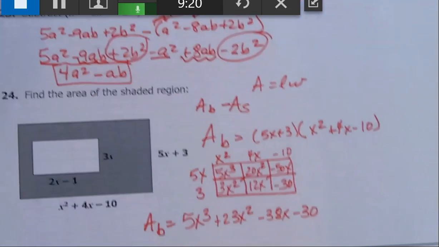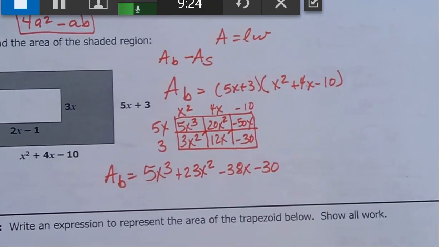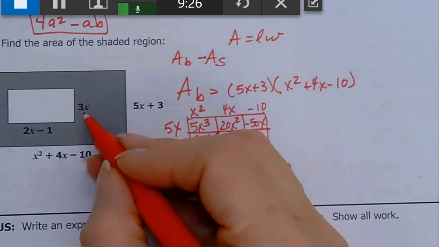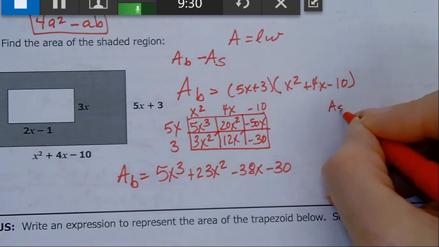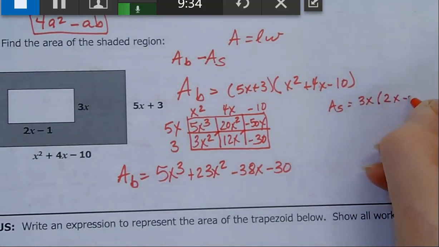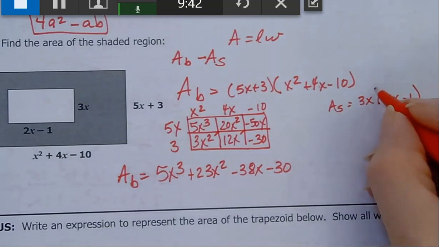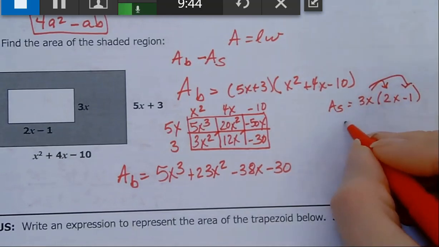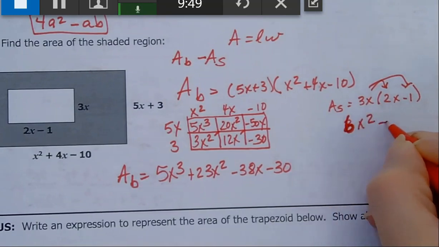You can almost see what I wrote. And I'm going to find my area of my small rectangle. So just notice it's going to be 3x times 2x minus 1. So I'm going to say area small is 3x times 2x minus 1. Eventually I want area of the big rectangle minus whatever the area of the small rectangle is. So in order to find that, it's going to be 3, just kidding, 6x squared minus 3x.